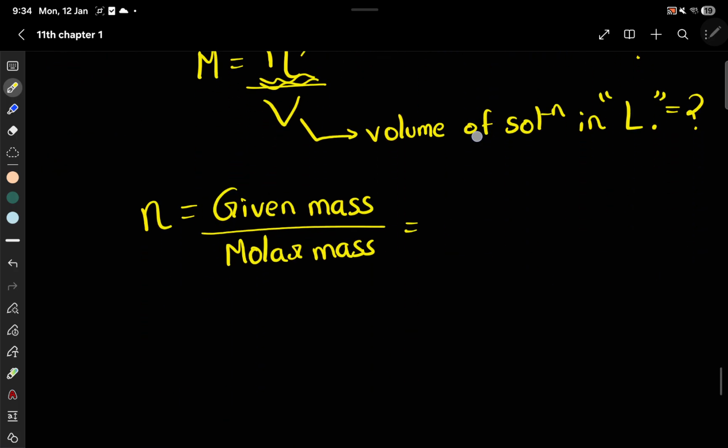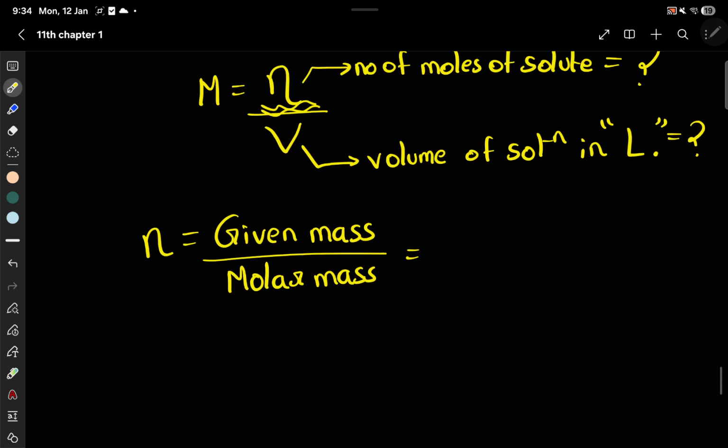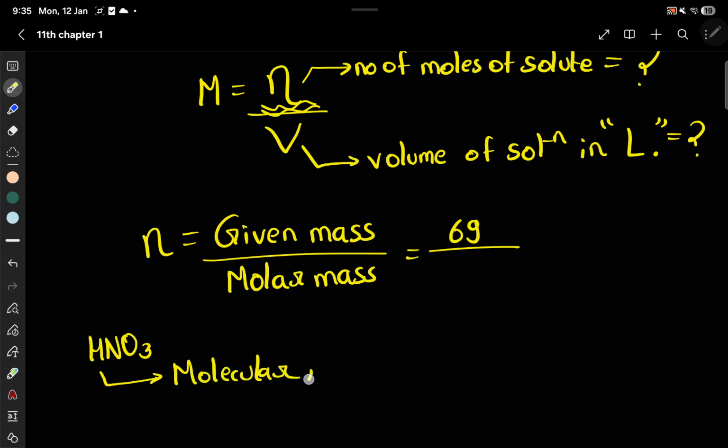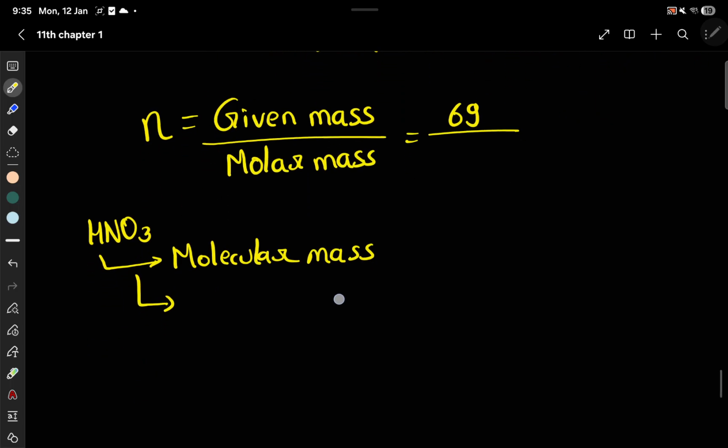So the numerator part is quite clear over here: the given mass is 69 grams. About the molar mass of HNO3, let's recall the chemical formula of nitric acid, which is HNO3. Let's calculate the molecular mass first, then we are going to convert the molecular mass into molar mass by the trick which I told you earlier in the previous question.